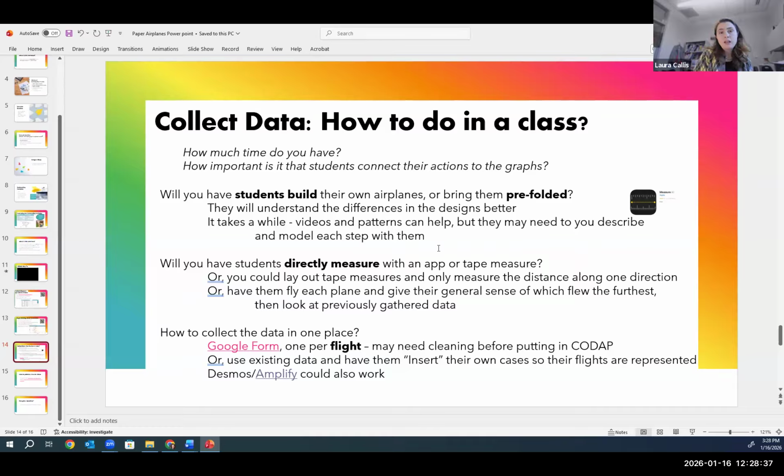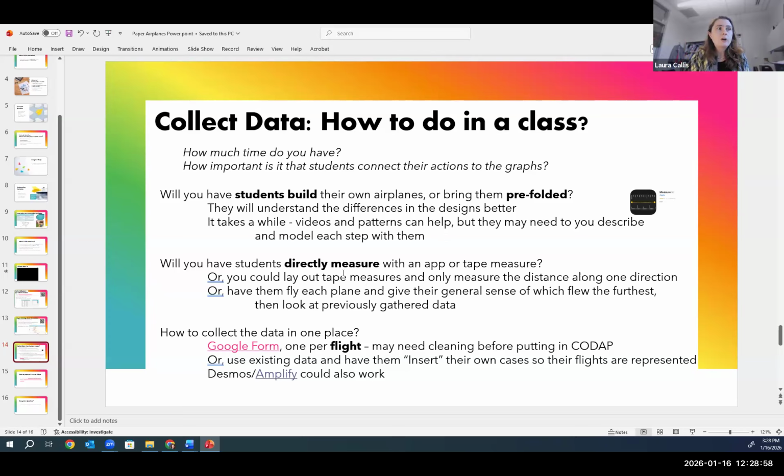On the other hand, if you really want students to think about why the blue plane might fly the furthest, being able to physically touch the materials and build it themselves helps them come up with some hypotheses. Like, oh, this one feels a little bit heavier in the front. I wonder, because we rolled it up, if that's why it's going to be flying further.